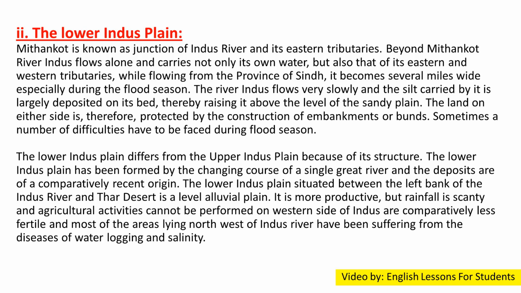The Lower Indus Plain differs from the Upper Indus Plain because of its structure. The Lower Indus Plain has been formed by the changing course of a single great river, and the deposits are of comparatively recent origin. The Lower Indus Plain, situated between the left bank of the Indus River and the Thar Desert, is a level alluvial plain. It is more productive, but rainfall is scanty. The areas on the western side of the Indus are comparatively less fertile, and most of the areas lying northwest of the Indus River have been suffering from the diseases of waterlogging and salinity.